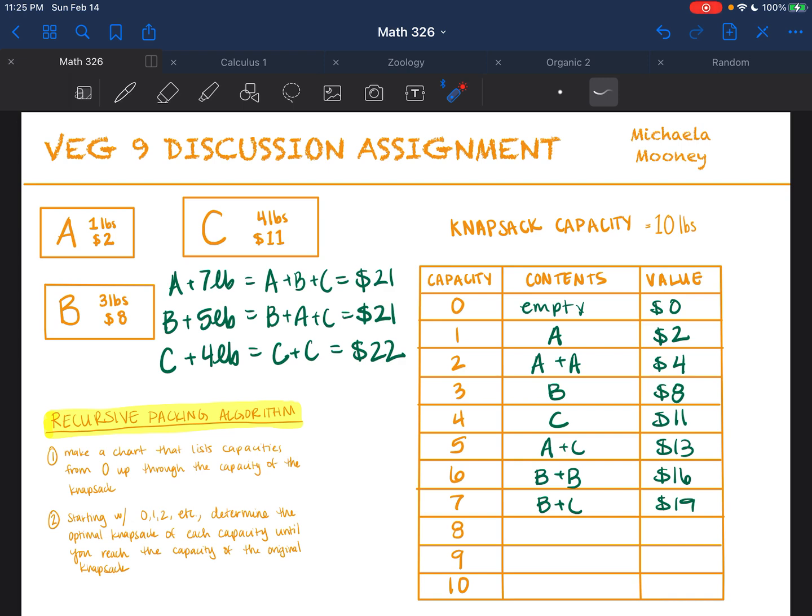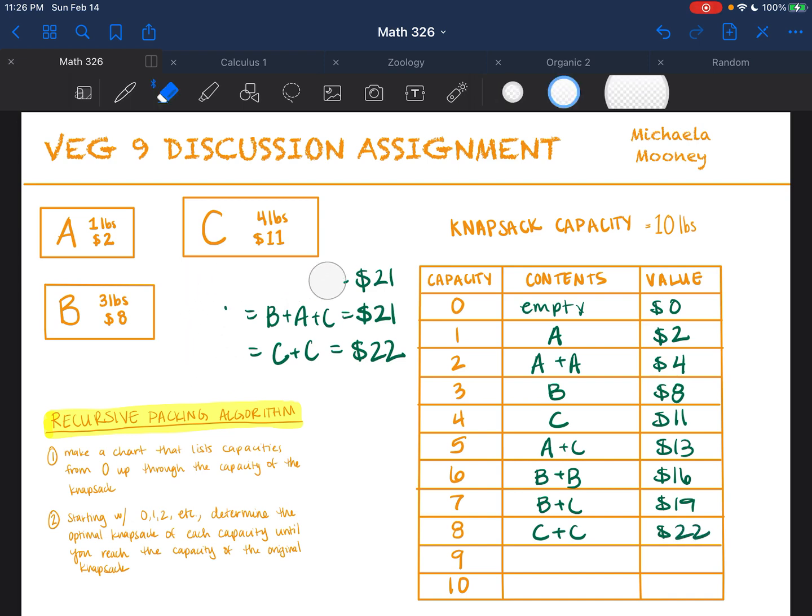So we are looking for the highest value because that is the optimal combination. Because we're filling our capacity to the highest we can at the most value. So this one has the highest value. These two are the same, and that's just because they are the same combination, just in different orders. But it doesn't matter because we want this guy. So the optimal combination for 8 is C plus C at $22. We are almost there.